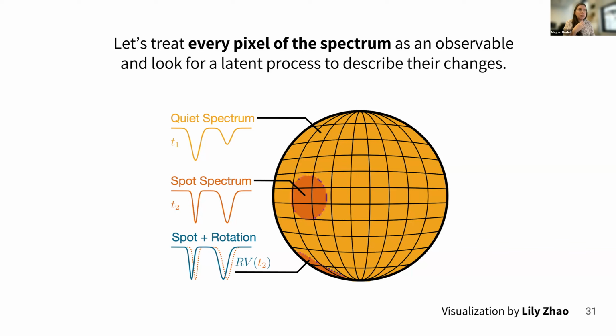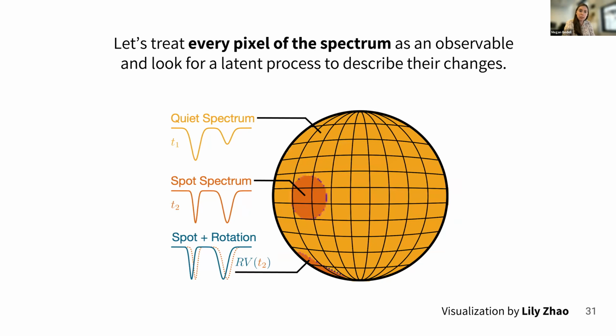We want to look for a latent process that can describe their changes, and we believe that the latent process should be something low dimensional because of this picture that we have in our heads about the limited number of ways that the stellar spectrum can change.